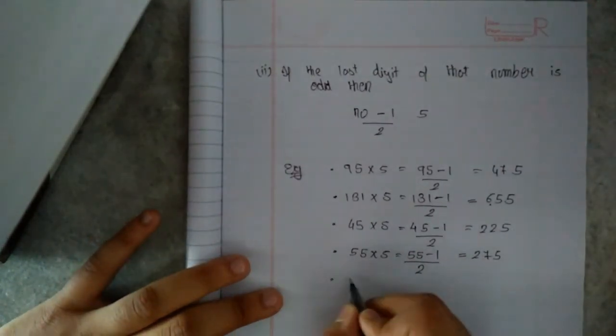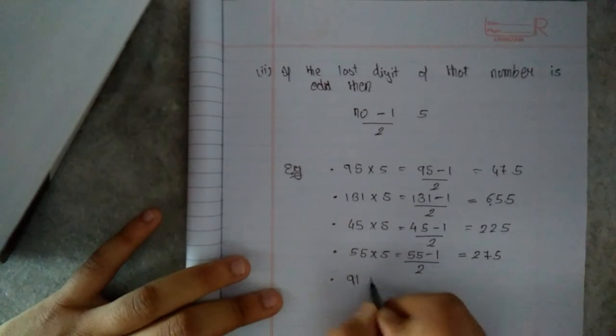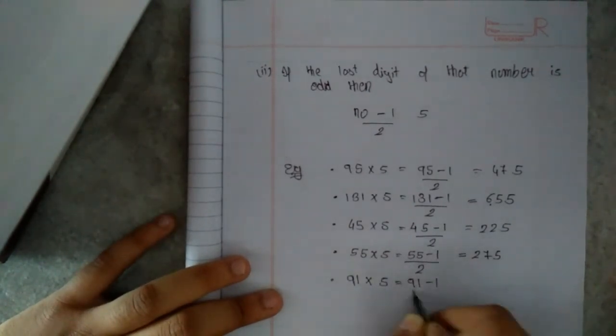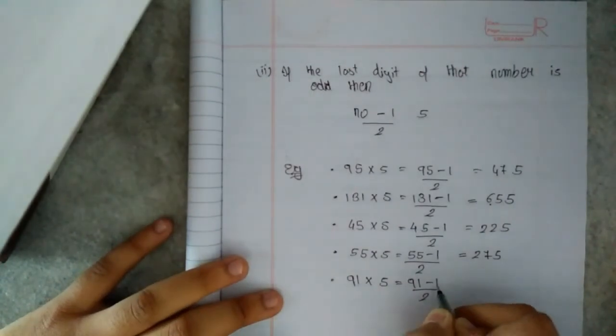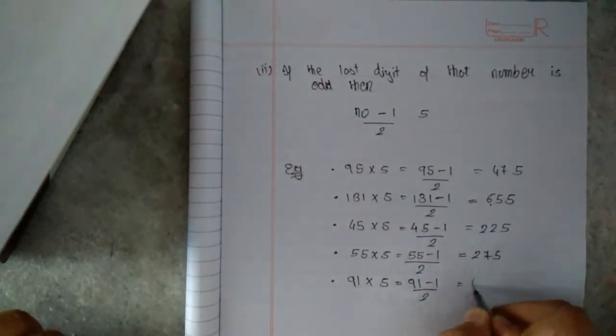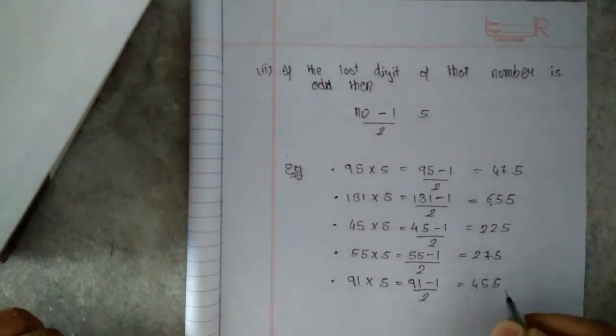Let's take the last example. 91 into 5. It gives 91 minus 1 divided by 2. 91 minus 1 is 90. 90 divided by 2 is 45 and last 5.